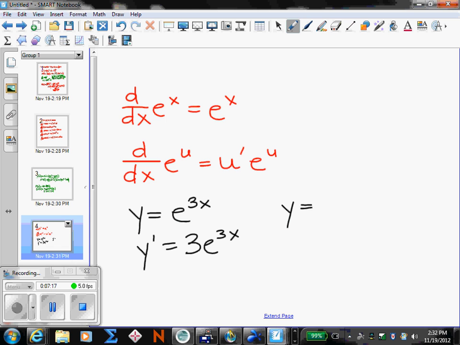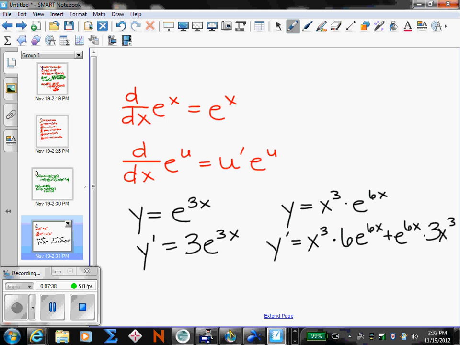You might have to use the product rule. Let's say I have x cubed times e to the 6x. My derivative, I have to use the product rule. So it's the first times the derivative of e to the 6x. Well, that's 6e to the 6x. Plus the second term times the derivative of x cubed, which is 3x squared. Okay? You really have to think about what you're taking the derivative of.